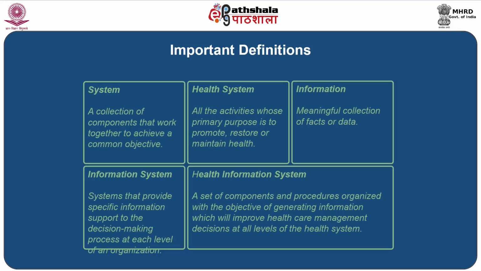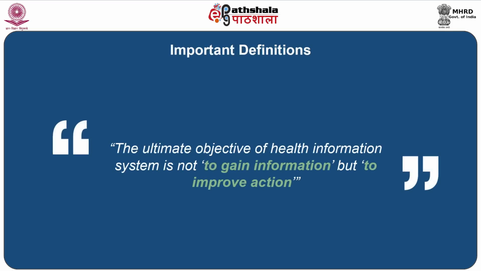Then information system means a system that provides specific information support to the decision makers in the decision-making process at each level of an organization. Hence, health information system may be termed as a set of components and procedures organized with the objective of generating information which will improve healthcare management decisions at all the levels of the health system. The ultimate objective of health management information system is not just to gain information but also to improve action.